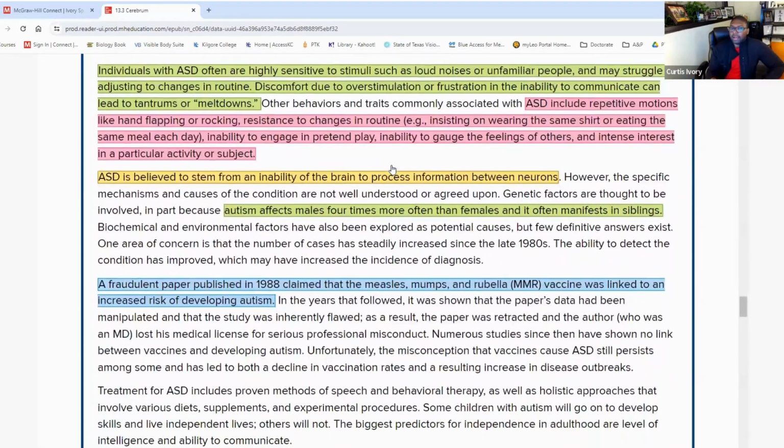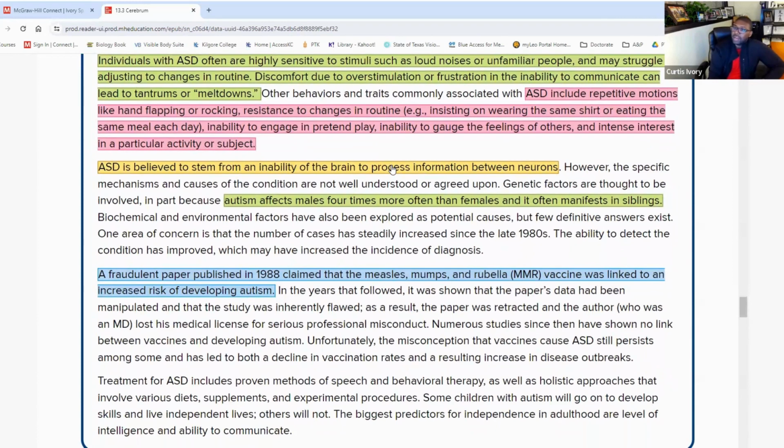However, autism does not come from vaccines. That is a big myth. Apparently, in 1988, a doctor made a false claim linking it to the measles, mumps, and rubella vaccine. That has been debunked. He actually lost his license for that statement.